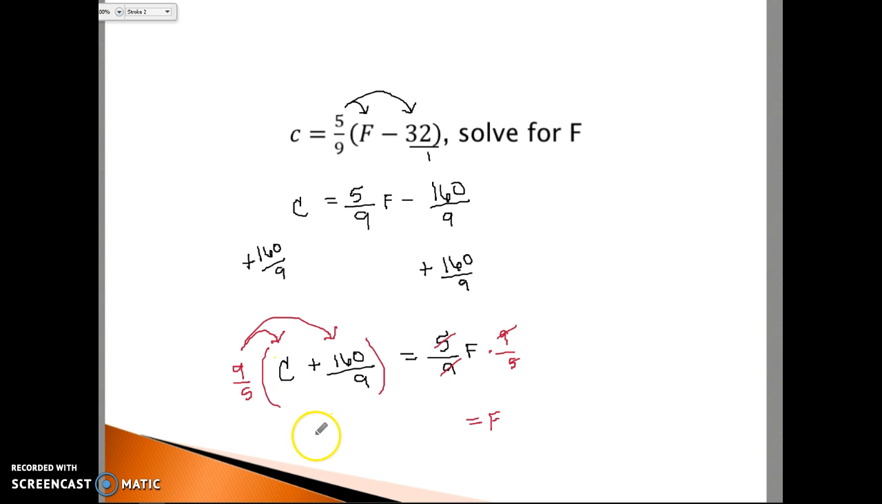So 9/5 times c would be 9/5 c. And then 9/5 times 160 over 9. 9 over 9 cancels out. And 5 goes into 160 32 times. So we would have plus 32. So here's the equation when you're solving. In this case, this is actually Celsius to Fahrenheit conversion. So when you're trying to find the degree in Fahrenheit, this is the formula you will use.